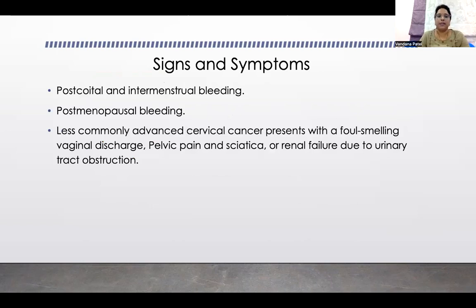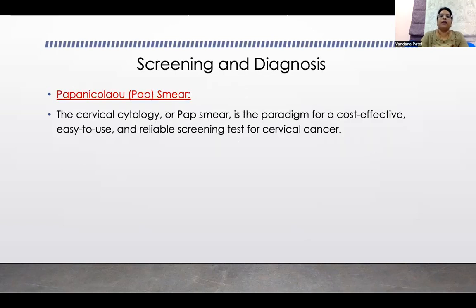So the signs and symptoms are postcoital and intermenstrual bleeding. The second is postmenopausal bleeding. Less commonly, advanced cervical cancer presents with foul-smelling vaginal discharge, pelvic pain, and sciatica, or renal failure due to urinary tract obstruction. Renal failure due to obstruction of the urinary tract is usually seen in stage 3 and stage 4.